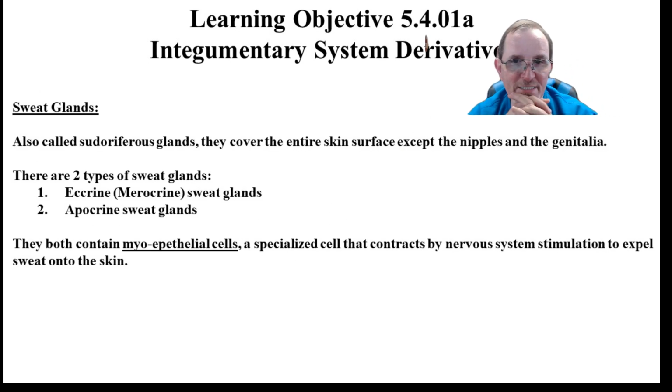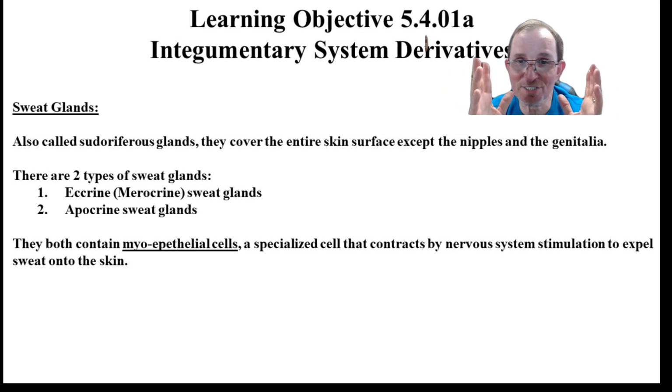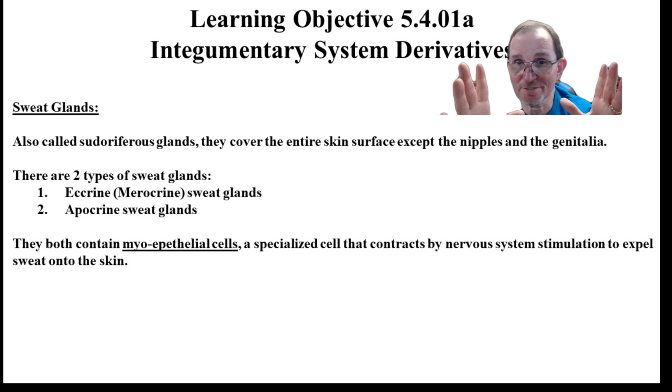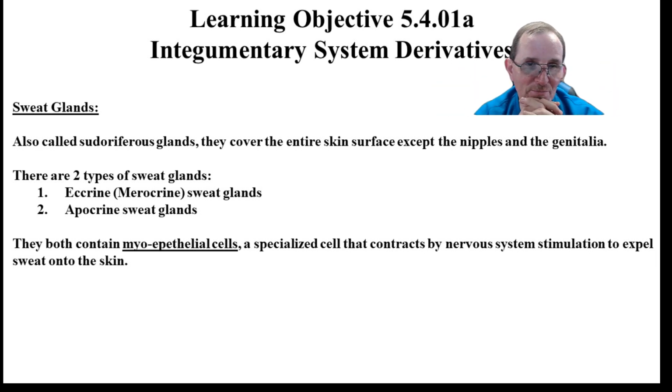Sweat glands. We talked about this a little bit already, but we'll go through it again. Sweat glands, sudoriferous. We're going to have sweat glands everywhere except on the nipples and on the genitalia. We have the eccrine, which are merocrine sweat glands. Merocrine, it just tells you how the secretion goes. Apocrine are going to be a special class of sweat glands. These guys have epithelial cells that almost act like muscle tissue that contracts and causes the sweat.